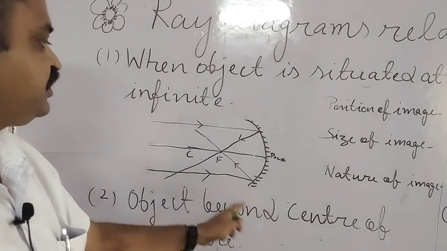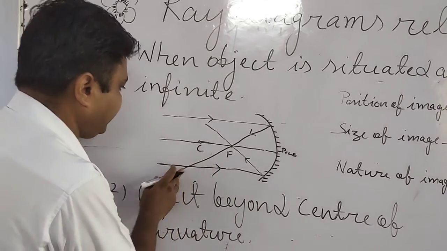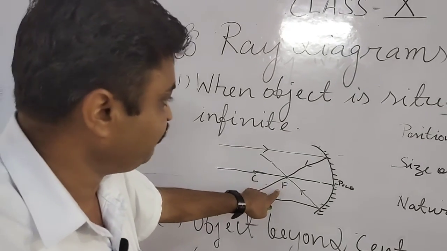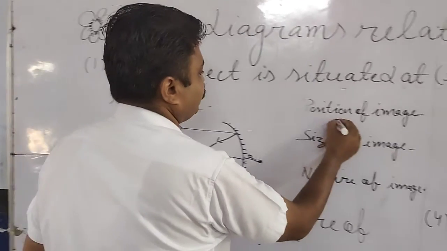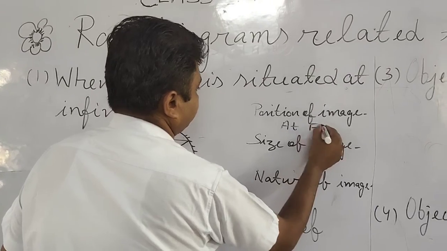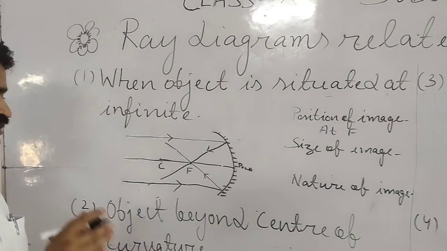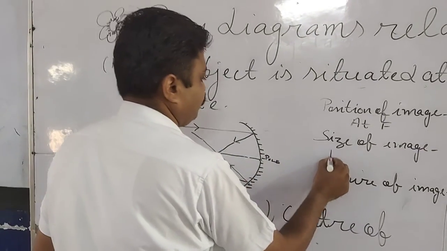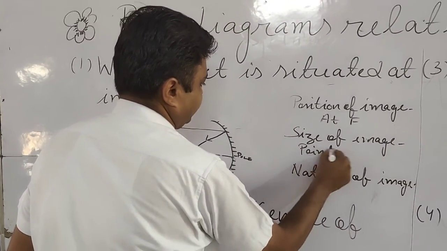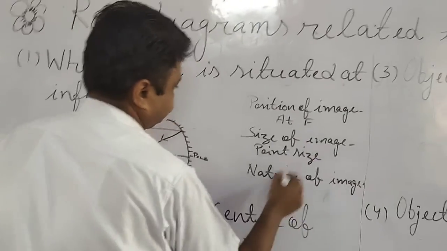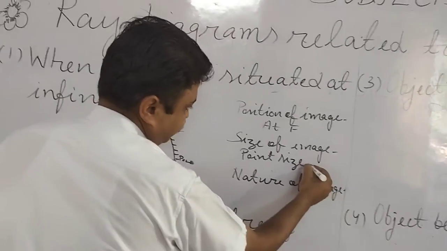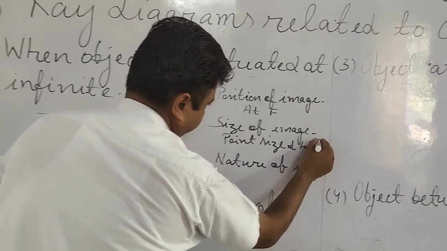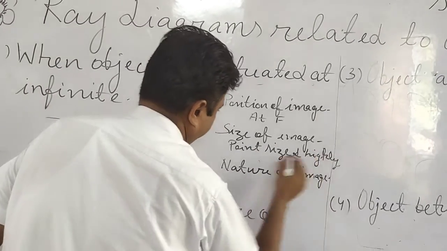So what is the position of the image in this case? If the object is placed at infinity, the image will be formed at the focus. So here you write: at focus. Size of image: now you can see that it is point size, and it is highly diminished.